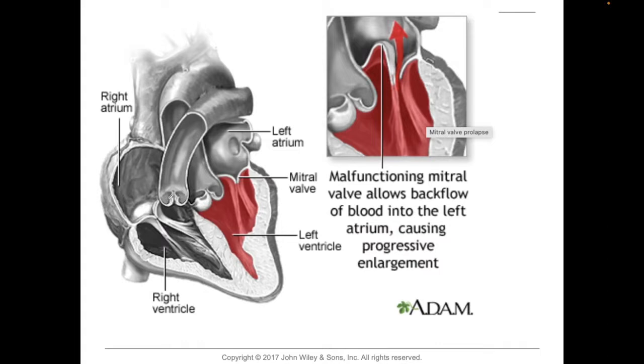So here we see the full heart. We see the right atrium and left atrium. Here's the left ventricle. We can see the mitral valve. We can see the chordae tendineae. We can see the papillary muscles here. Now there's some sort of defect. There's a malfunctioning mitral valve, and in this particular case, it can allow the backflow of blood into the atrium.